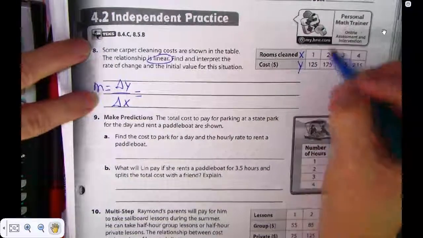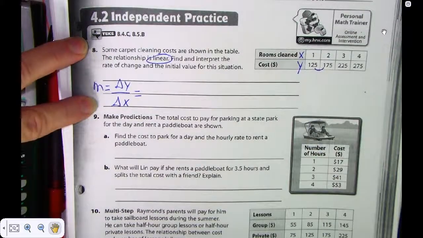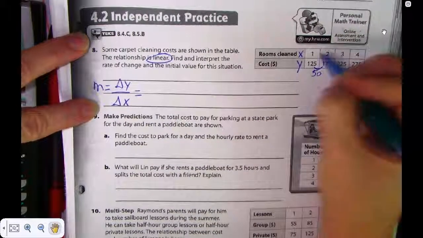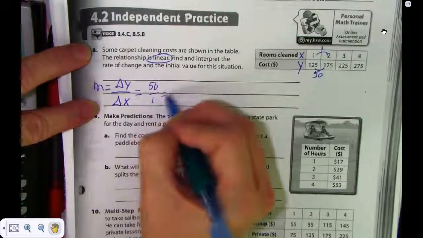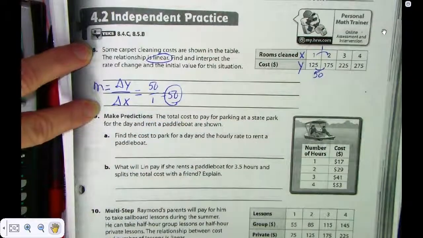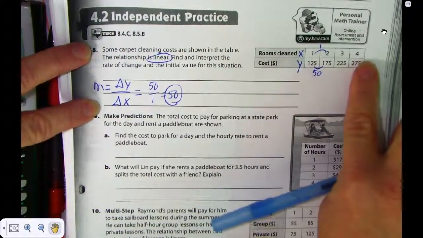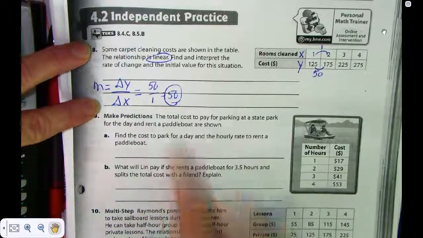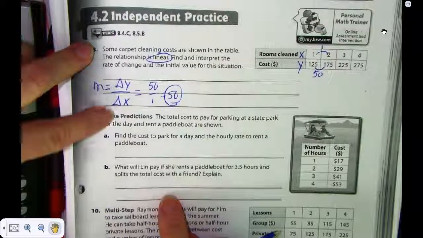So what we're going to do is find the change in the y's. What is the change? 50. The change in the rooms? 1. So 50 over 1 is 50. Now, guys, they already told us it's linear, so we don't need to go down and do the whole table. We're good right there. We only need to do 1. They already told us it was linear.